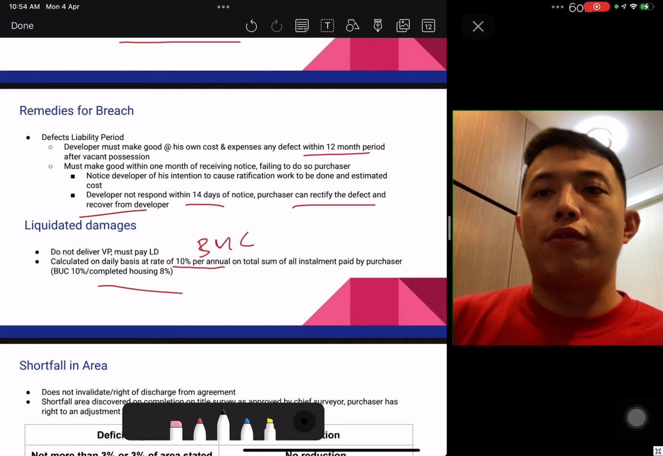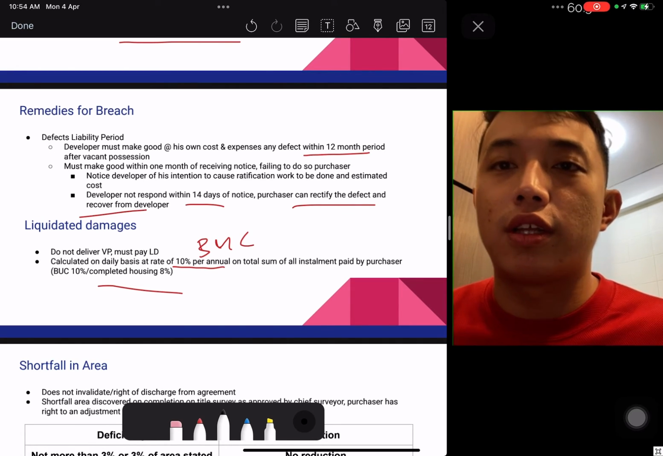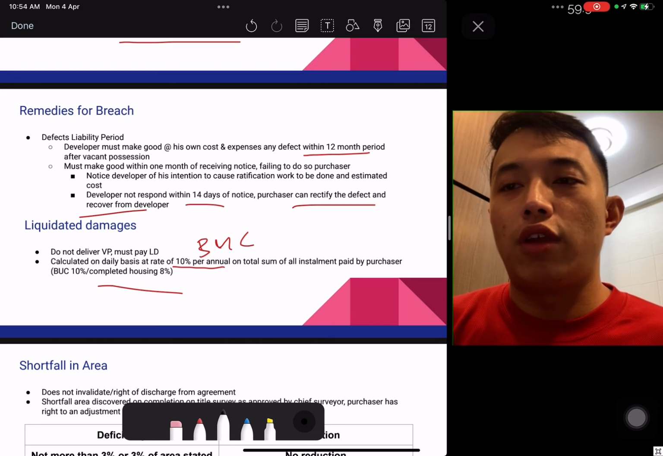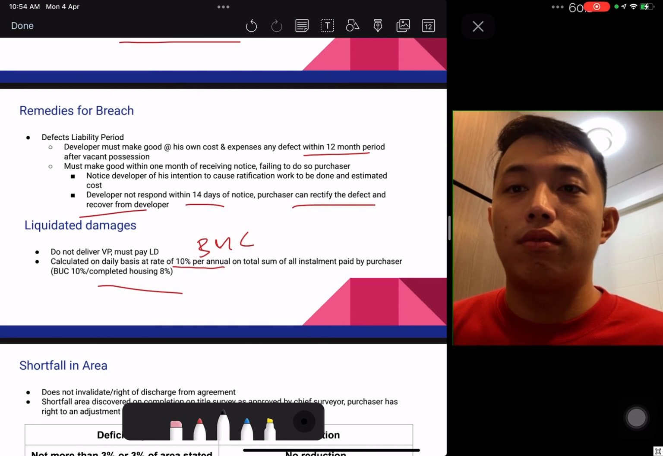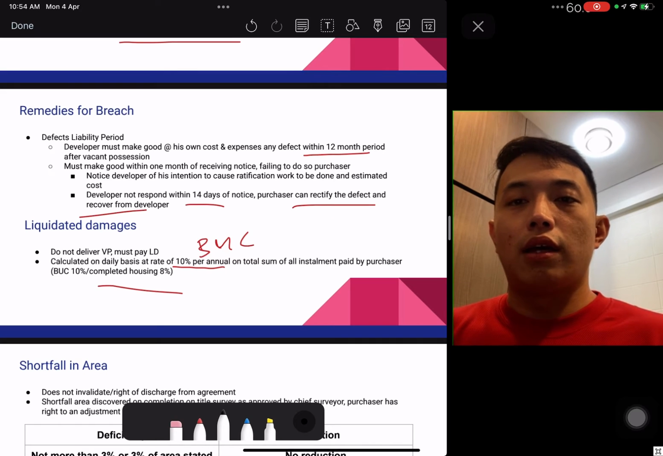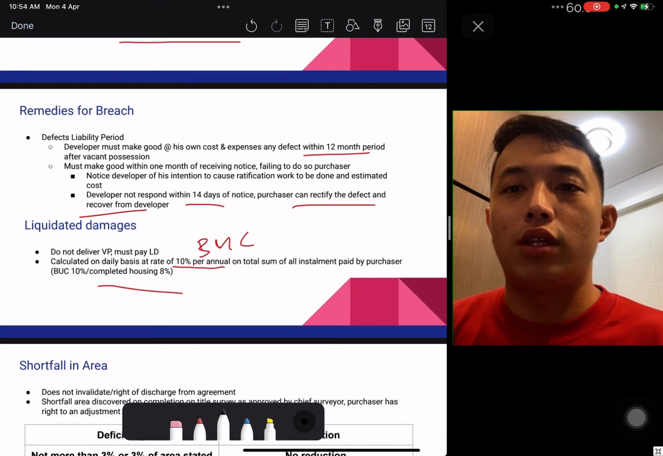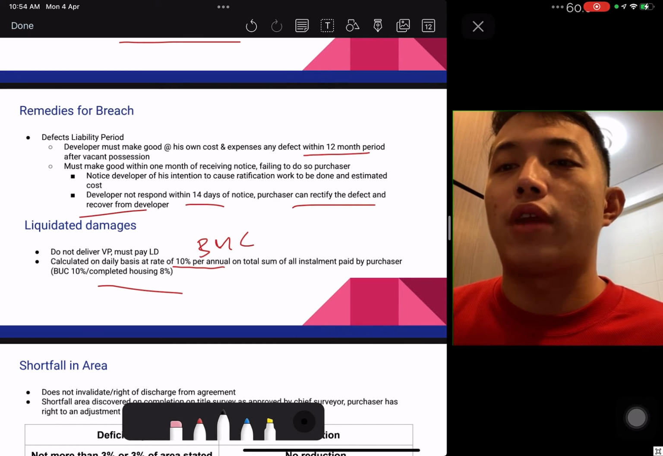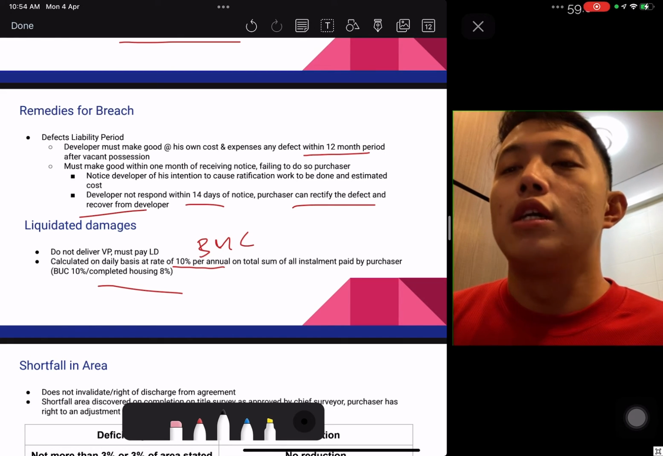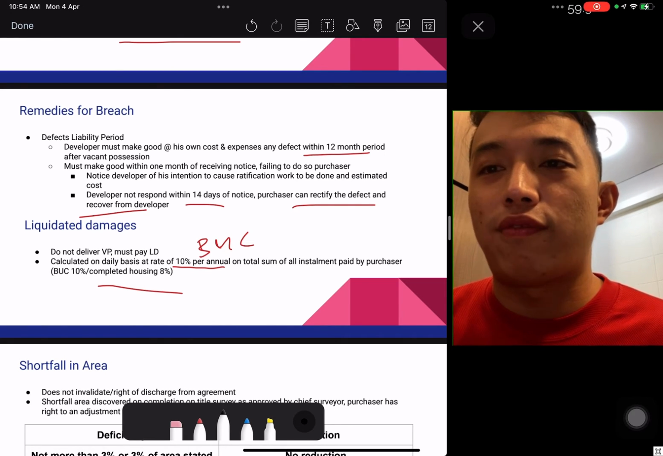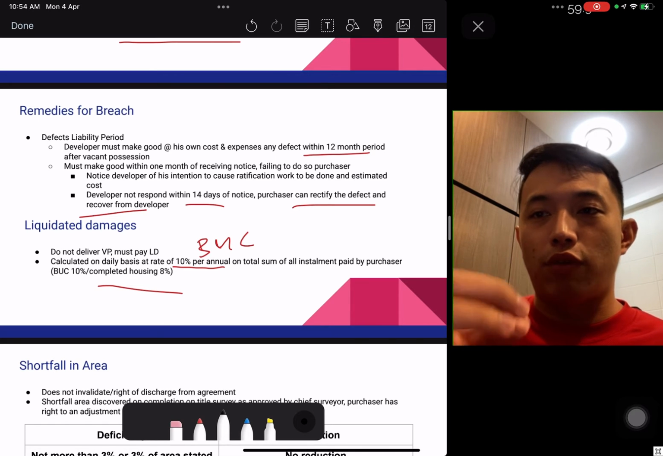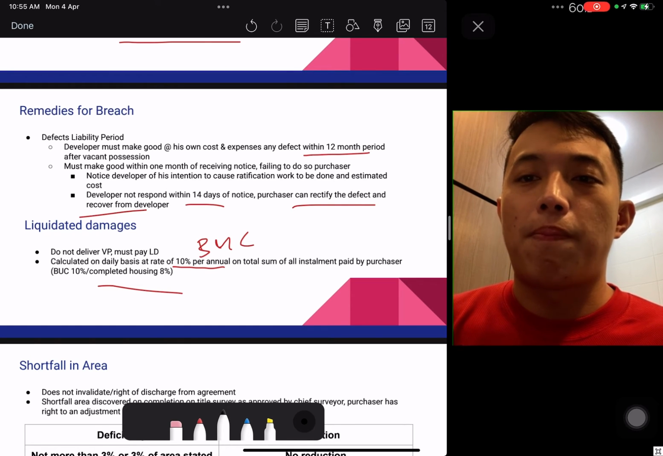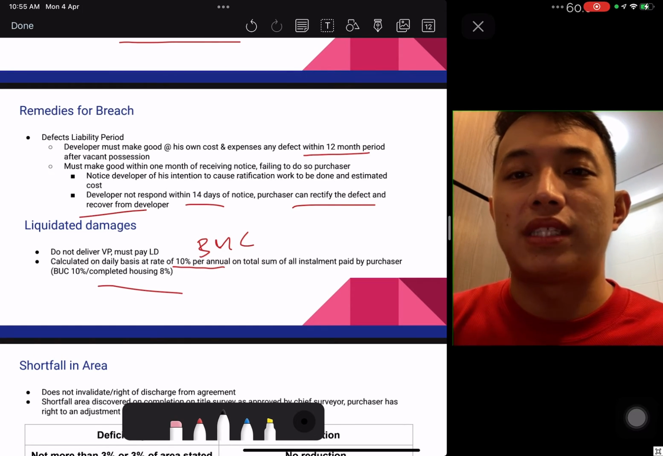For the defects liability period, within the first 12 months after vacant possession, the developer has to make good whatever defects are found. If the developer does not rectify the defects, the buyer, the new owner, can notify the developer of his intention to rectify, and after 14 days, if the developer does not react, the purchaser can actually rectify the problem and claim it back from the developer. The claim can be made from the Singapore Academy of Law, where the last few percentage are held.